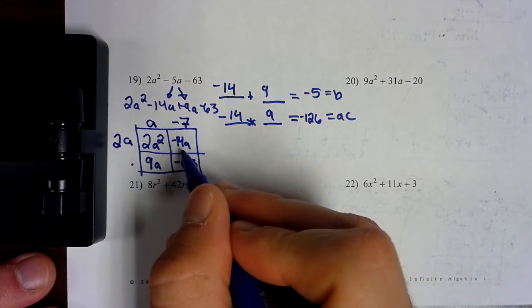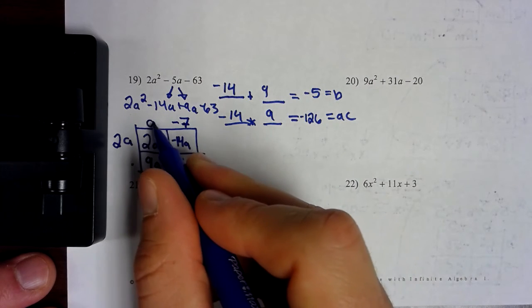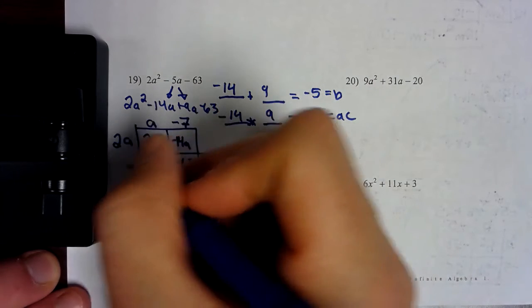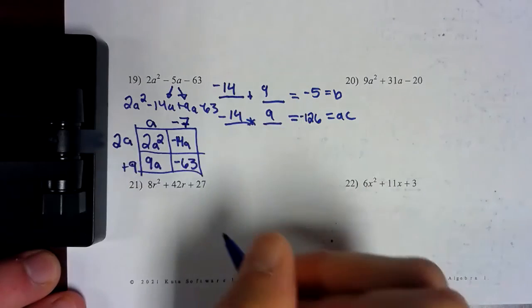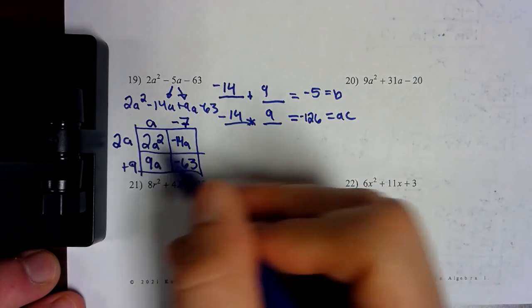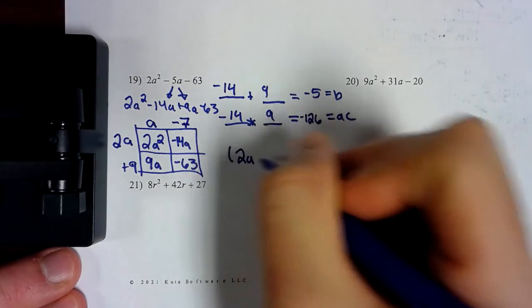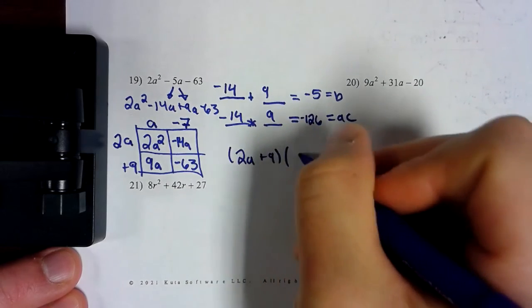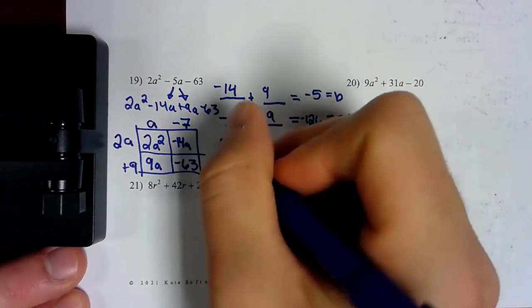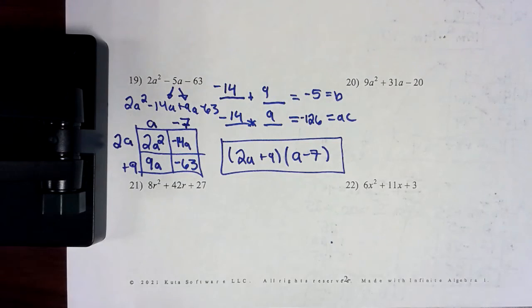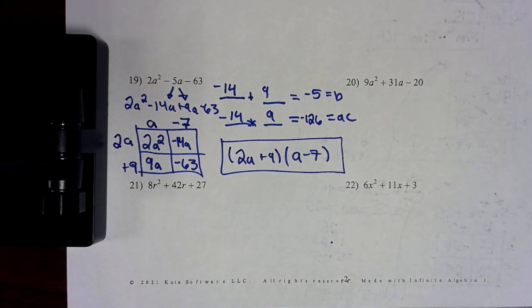So 2a times -7 is -14a. And our last term here, a times +9 is 9a. And remember, your check is 9 times -7, -63. It sure is. So this is 2a plus 9 times a minus 7. There's our complete factorization.